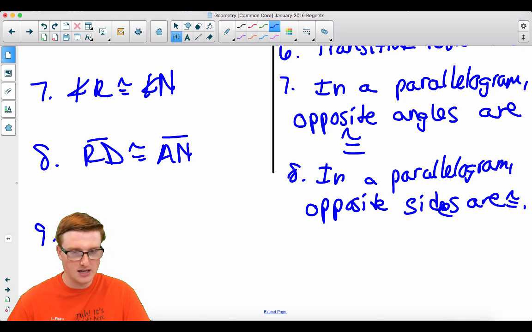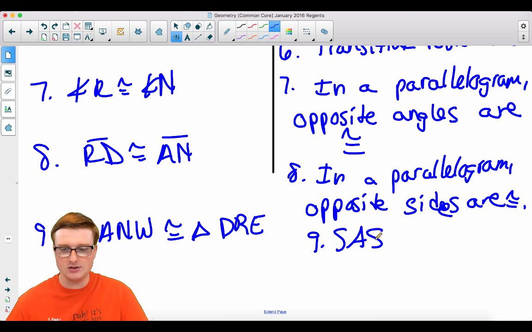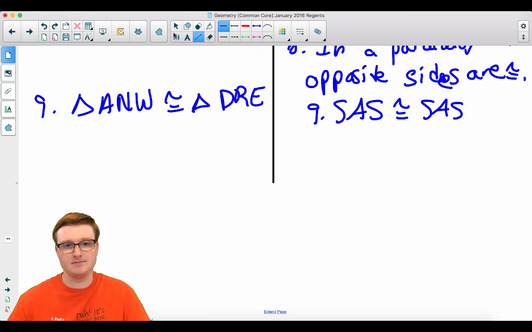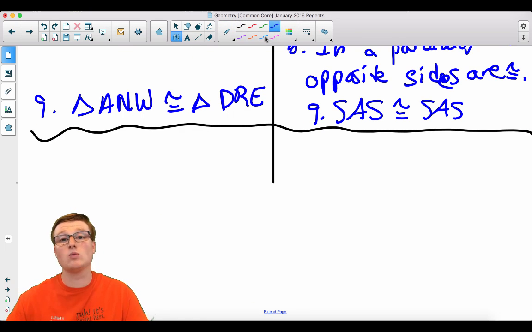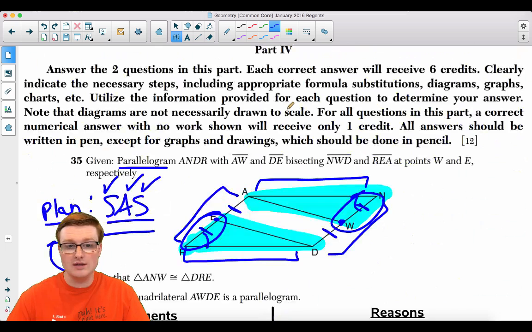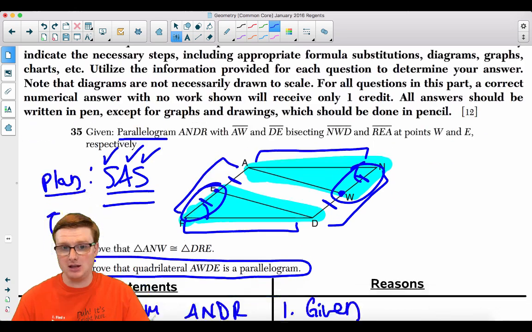So number 9, I'm going to say that triangle ANW is congruent to triangle DRE, and your reason is side angle side is congruent to side angle side. All right, we are almost done. Now, what I like to do is draw a nice squiggly line just to show that we're done with that section of the proof. Now we're going on to this. Prove that the quadrilateral AWDE is a parallelogram.